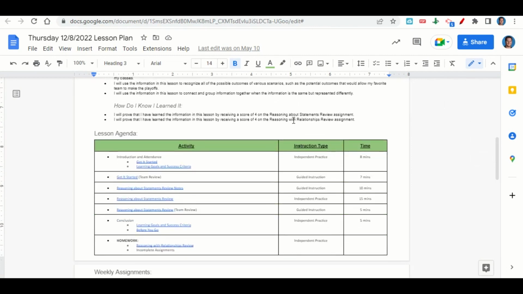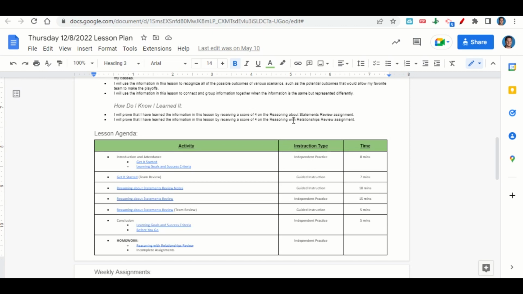Now let's take a look at our agenda for today. We will begin by going over the learning goals and success criteria. While we do that, you'll fill out your Get It Started. Once you've completed your Get It Started, we'll go over it together and answer any questions that you may have. After that, we'll go over the reasoning about statements review notes, and then I'll give you time to complete the reasoning about statements review assignment. Once you've completed your assignment, we'll go over it together and answer any questions that you may have.